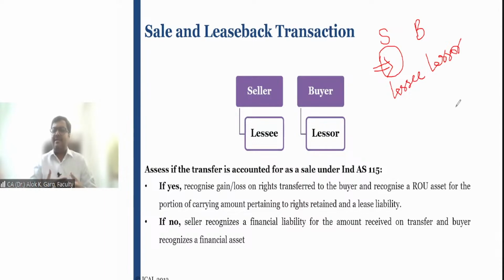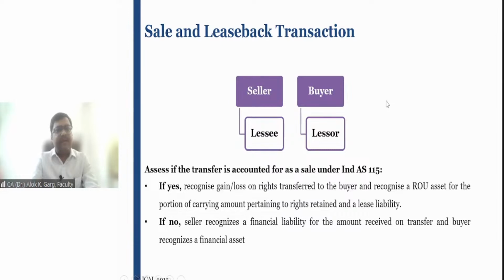In that case, whatever money is received by the seller will be recognized as a liability and the buyer will recognize an asset. It is just like a loan taken and a loan given, right? So this is the premise of the sale and leaseback transaction.